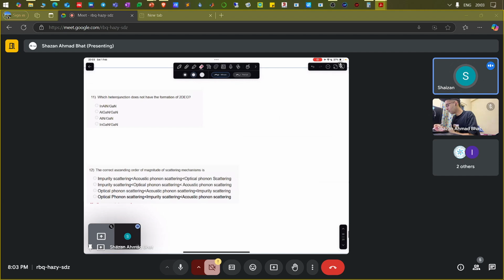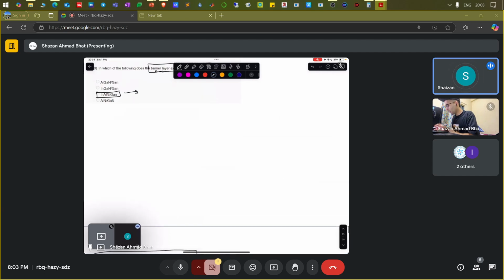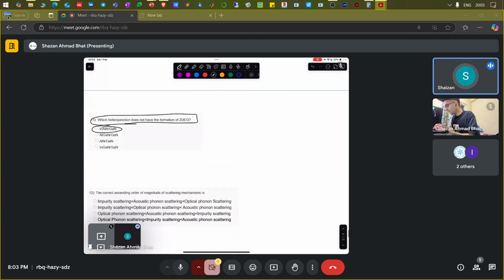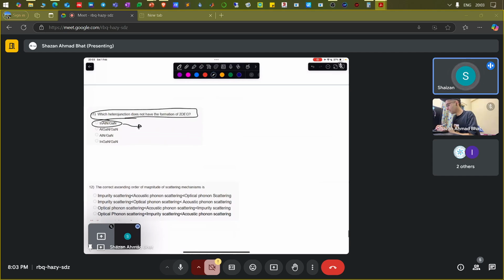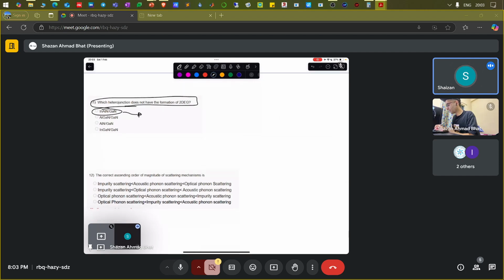And which heterojunction doesn't have the formation of 2D electron gas? You will see that it will be indium aluminum nitride and gallium nitride. I believe the lattice match between indium gallium nitride and gallium nitride, and indium aluminum nitride and gallium nitride, doesn't have the formation of the 2D electron gas, because the energy band diagram looks something like this. No, not like this. It looks something like maybe this. That means you don't have any formation of the 2D electron gas.